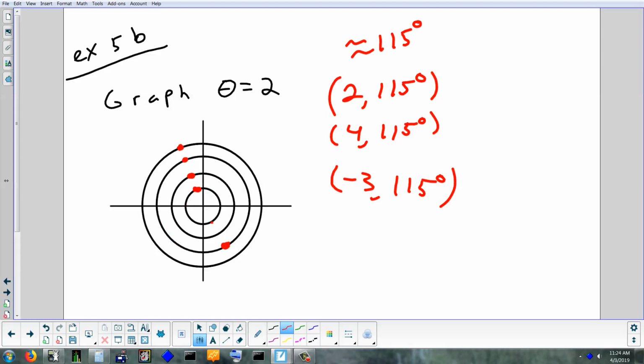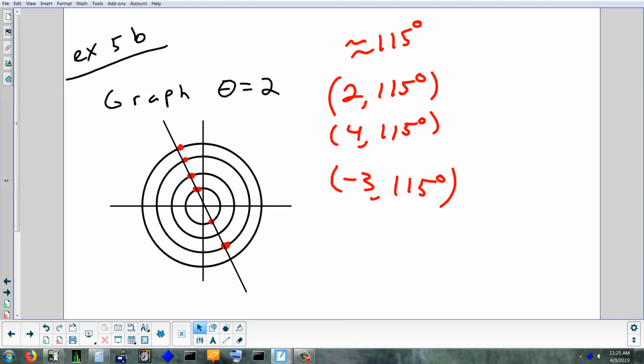-1, 115 degrees. So what you're getting now, does that look straight? Kind of. What you're getting now is the part of the line that goes in quadrant 4. So whenever you have theta equals a number, you basically get a line. It's supposed to go right through the origin, but mine's a little bit off. Any question on that?